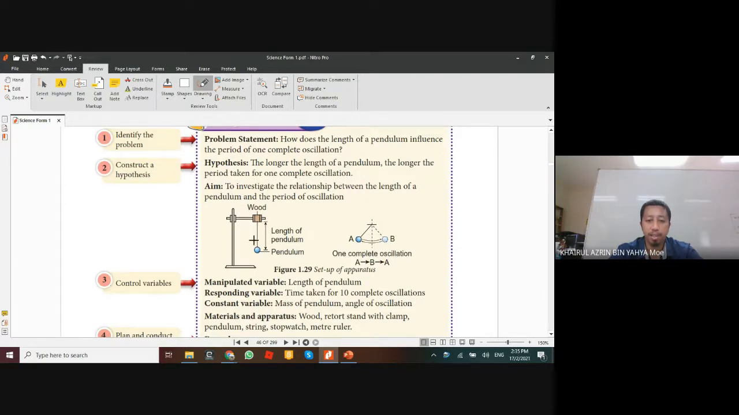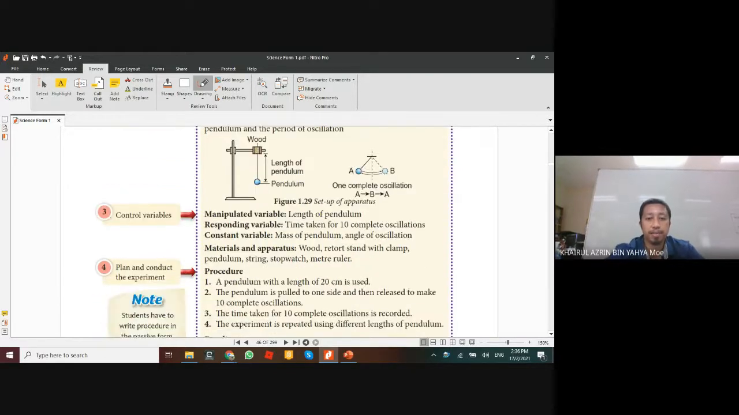Dia cakap kalau tali ini lagi panjang, pendulum ni pusing lagi lama, lagi lambat. Kalau lagi pendek, lagi cepat. Kalau panjang, lagi lambat. Complete oscillation. So, this is the apparatus. We have a retort stand, we have wood here, we have a pendulum, we have string.